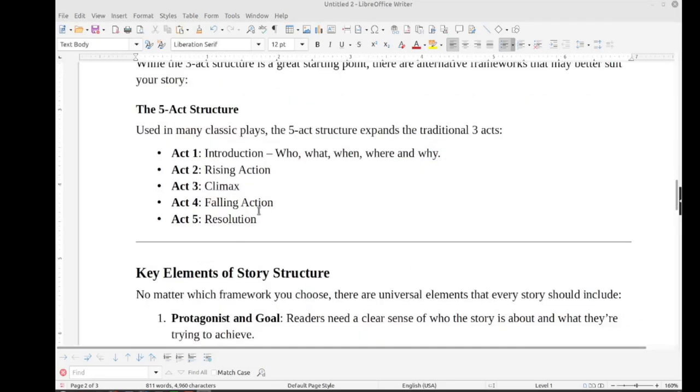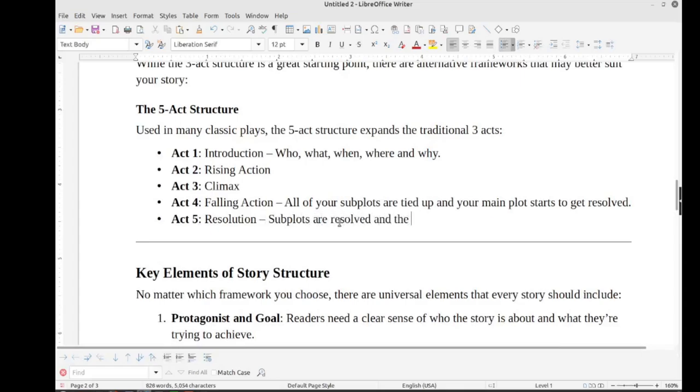And then after the climax, you'll have the falling action where all of your subplots are tied up and your main plot starts to get resolved. Then you'll have the resolution where the subplots are resolved and the main plot finishes getting resolved. Now, if you're going to do a book series, one of these subplots is probably unfinished because you're going to turn it into your main plot for your next book.